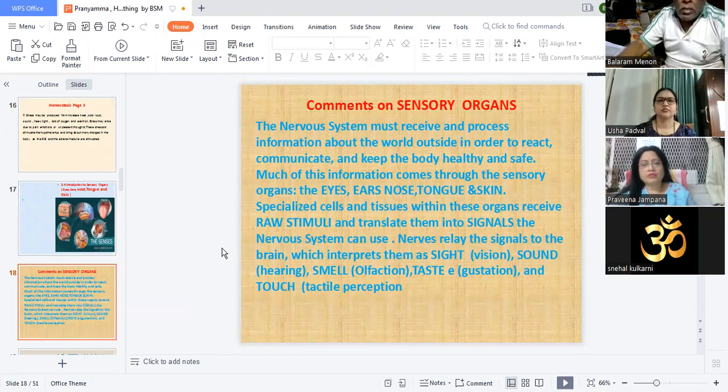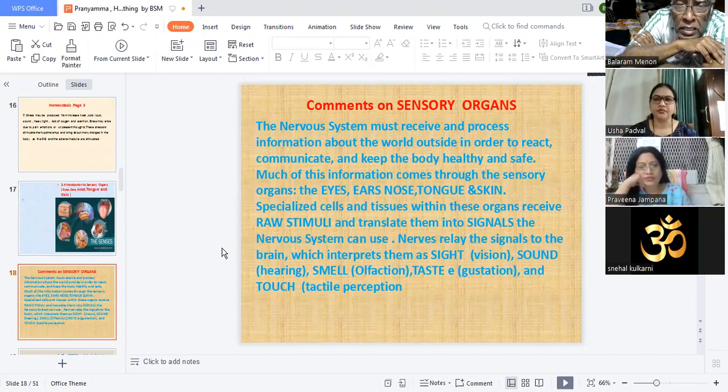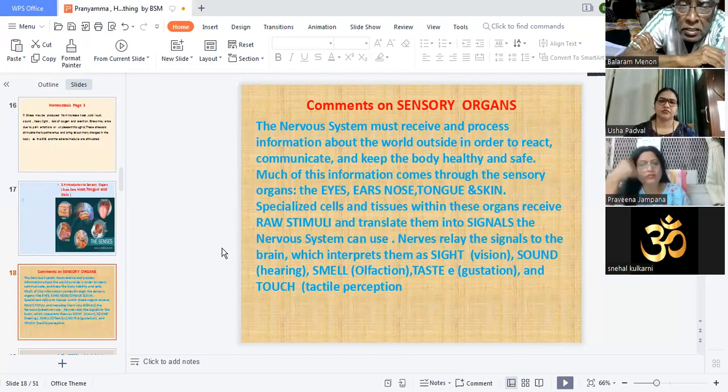Now, the nervous system must receive and process the information about the world outside in order to react, communicate, and keep the body healthy and safe. Much of this information comes to the sensory organs, the panchendriyas: eyes, ears, nose, tongue, and skin. Specialized tissues within these organs receive raw stimuli and translate them into signals. That is the neurotransmitter, which takes the signals to the brain to analyze and put into action.